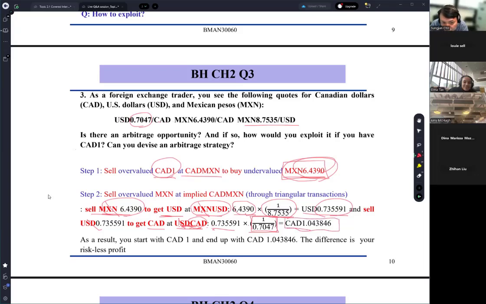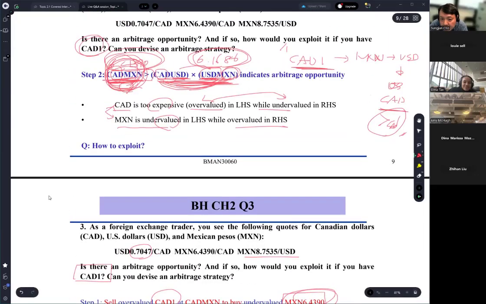So in summary, you start with the 1 Canadian dollar, you end up with the more than 1 Canadian dollar. The difference is gonna be your risk-free profit from exploiting these arbitrage situations. So any questions?